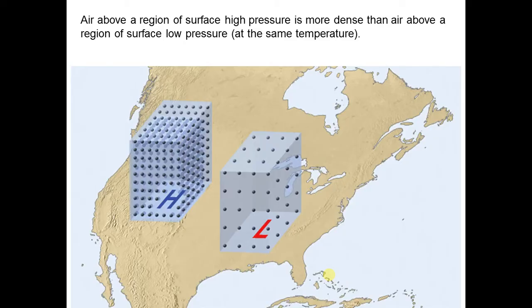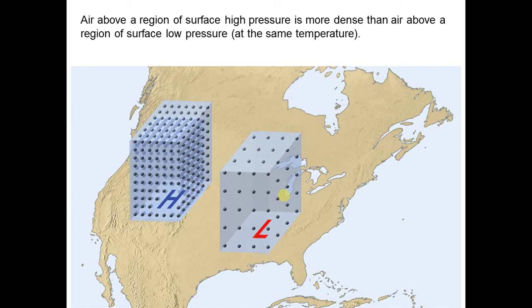Air above a region of surface high pressure is more dense than air above a region of surface low pressure at the same temperature. That comes back to what we were talking about earlier. If you have two columns of air with the same temperature, and so the molecules are moving at the same speed, then if you have more molecules, basically that means a higher pressure. If you have fewer molecules, that means a lower pressure.